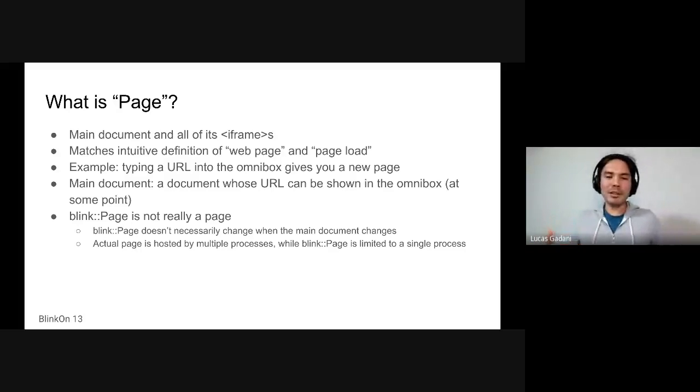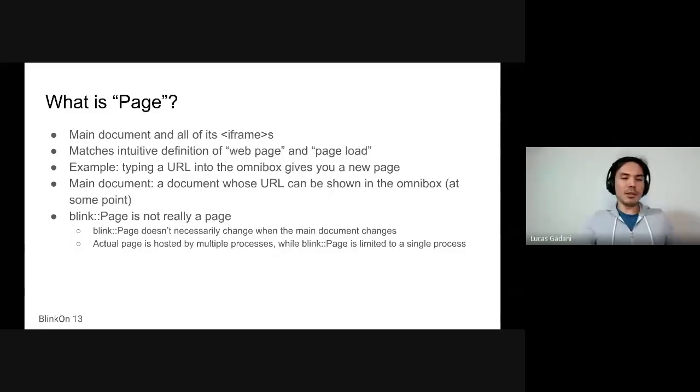a web page. The same thing when we talk about a page load. So that's the same concept of page. For example, if you type a URL in the Omnibox, you navigate to a new page. So it gives you a new page. The main document is the document whose URL can be shown in the Omnibox.